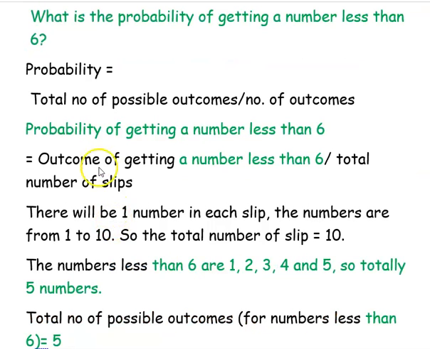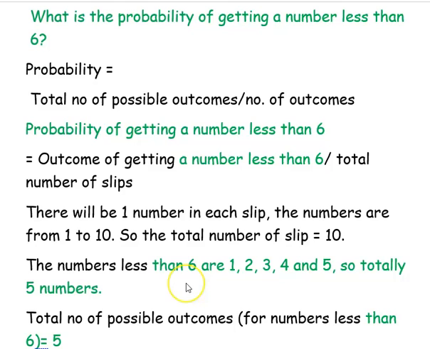Next part in the same question: what is the probability of getting a number less than 6? The probability definition is the number of favorable outcomes divided by the total number of possible outcomes. We can rewrite the formula for the probability of getting a number less than 6 as the number of outcomes of getting a number less than 6 divided by the total number of slips. You know the total number of slips is 10. Now we'll see how to get the number of outcomes for a number less than 6.